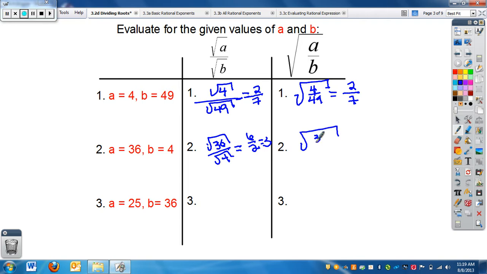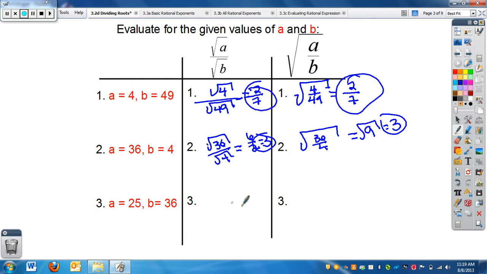Here I have the square root of 36 over 4. Well, 36 divided by 4 is 9, and the square root of 9 is 3. Notice I got the same answer on row 2 and the same answer on row 1. And then lastly, I have the square root of 25 over the square root of 36, which is 5/6. The square root of 25 is 5, the square root of 36 is 6. And if it's similar to the other two, I should get the same thing over here.